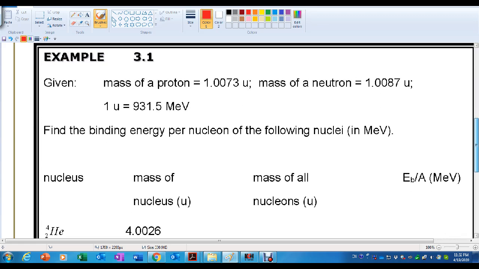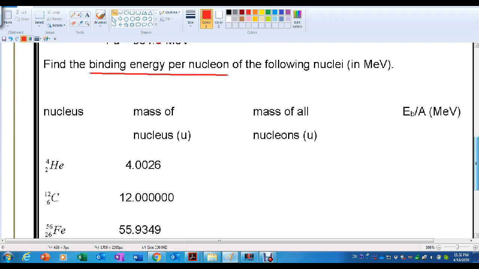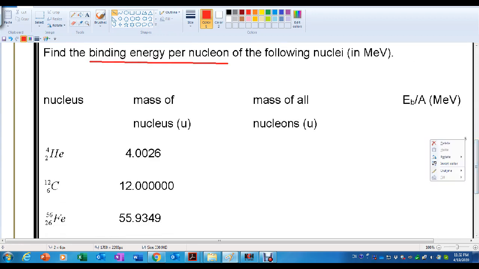Okay, let's do some calculation. Again, you are provided the mass of proton, mass of neutron, and 1 U. To be consistent with your textbook, I'm going to use 931.6. Find the binding energy. Find the binding energy per nucleon. So first you need to find the binding energy and then you divide by A, right? So for example, helium.